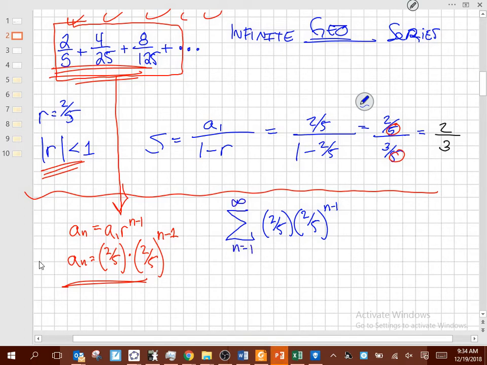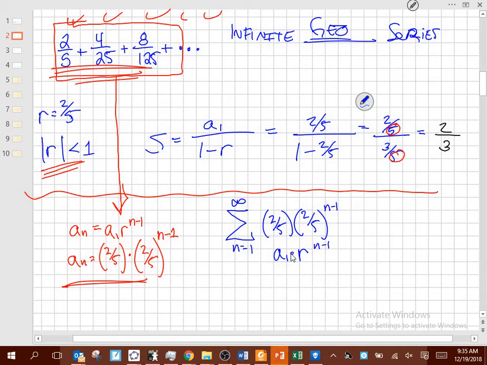Does that make sense? Okay? Because that sigma notation tells me find the sum, right? Starting at the first object, n equaling 1. The upper bound is infinity, right? So it's saying you're adding an infinite number of objects together. Okay? If I look at this, this is my a sub 1, this is r to the n minus 1.